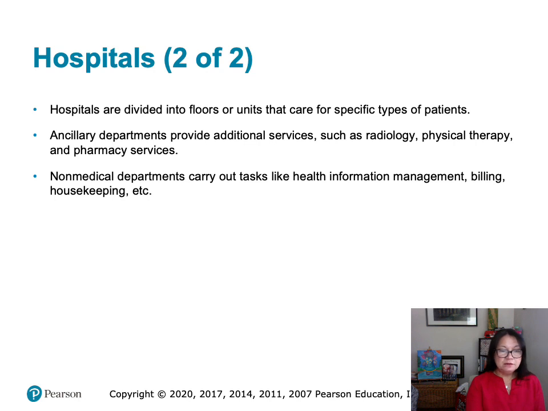Hospitals are divided into floors or nursing units that provide care for specific types of patients. There are also specialty care units such as ICU, intensive care unit. Ancillary departments in the hospital provide additional types of services. They include the radiology department, physical therapy department, dietary department, emergency department, clinical laboratory, and pharmacy. Finally, the non-medical departments of a hospital provide other services such as health information management, billing, housekeeping, and so on.